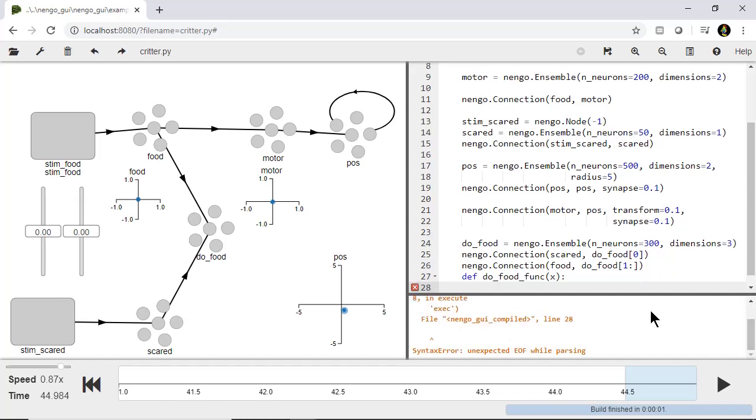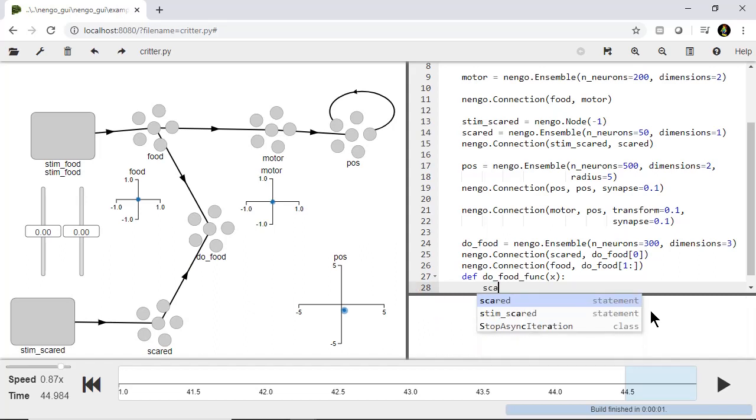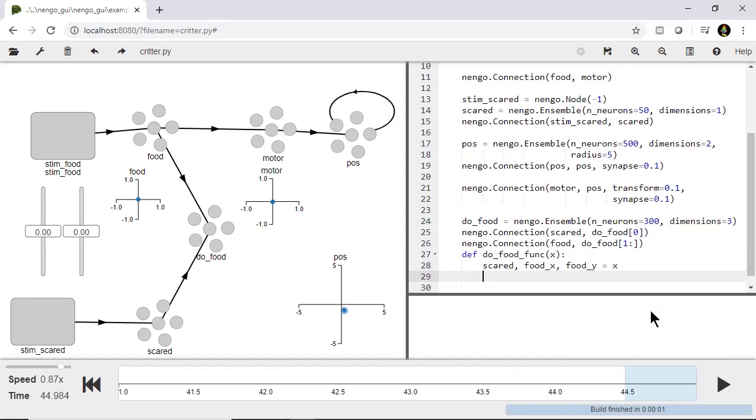So this doFood function has 3 variables, and we could refer to those 3 variables as x0, x1, and x2. I find I'm going to get confused if I do that, so whenever I'm doing a complicated function in Nengo, I tend to give all of my variables useful names. So I know that the first dimension is scared, the second dimension is food x, and the third one is food y. Okay, so that's Python syntax for take x and split it. And now I have 3 variables that are the 3 different things in x. So now I can have more readable functions.